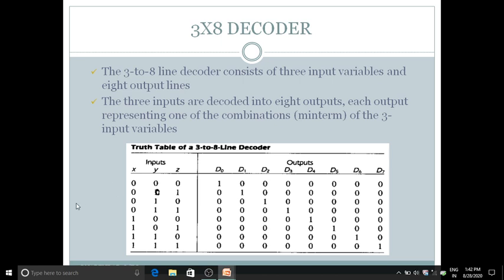Here, if we look at the first row, the 3 variables assume the bits 0 0 0. So this is one combination of the code.